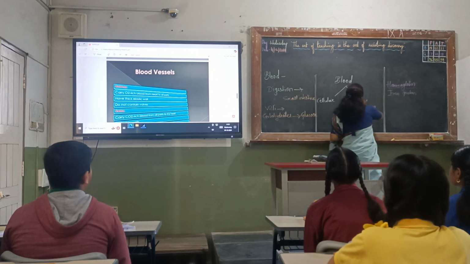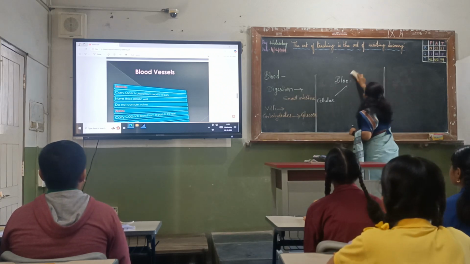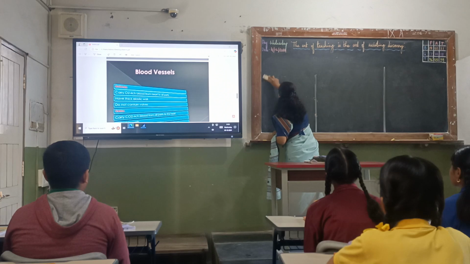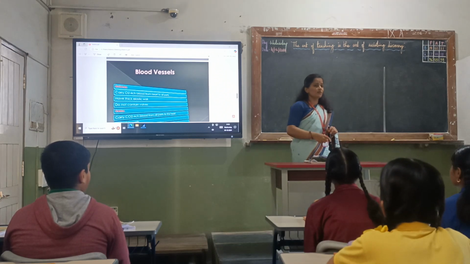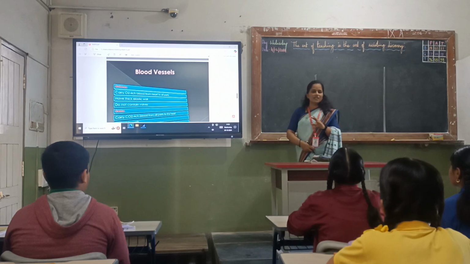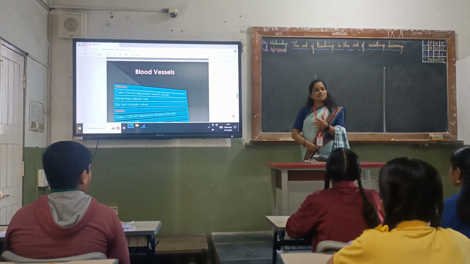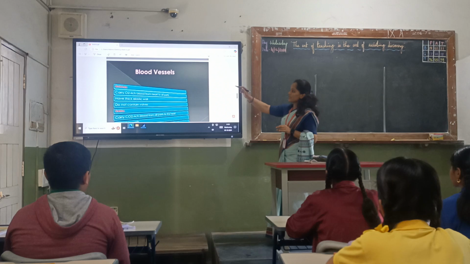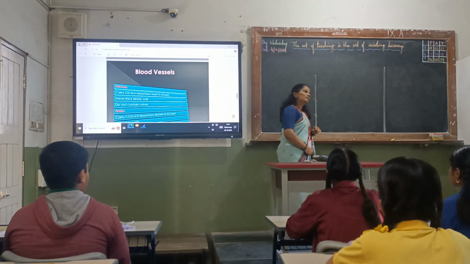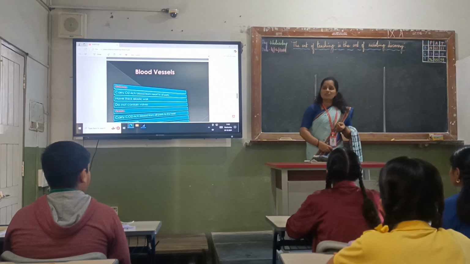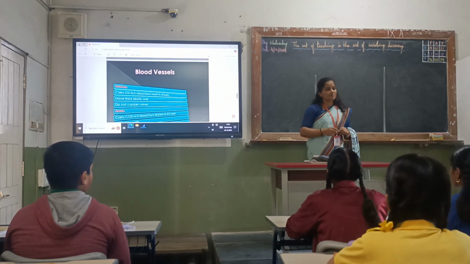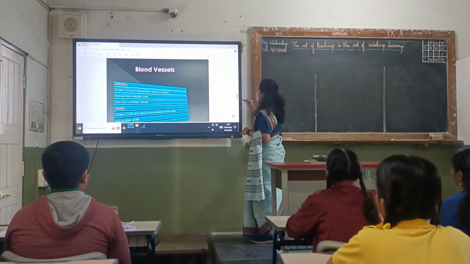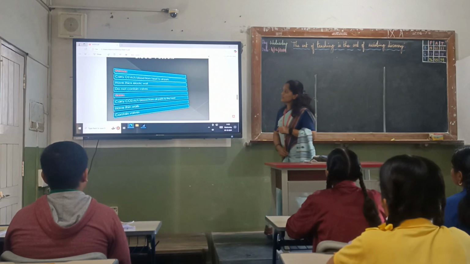Then the second part of the transport system is blood vessels. How water is flowing through the pipes. Yes, at home we have many pipes through which water flows. In the same way, in our body there are many tube-like structures, and those structures are divided into three parts. Two main parts are arteries and veins, and very small tubes like hair are called capillaries. But the main blood vessels are two, that is arteries and veins. So let us see one by one.